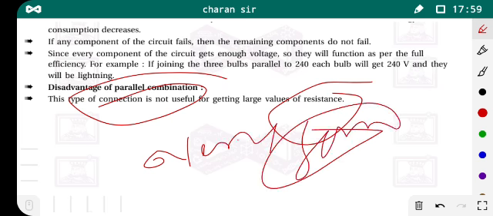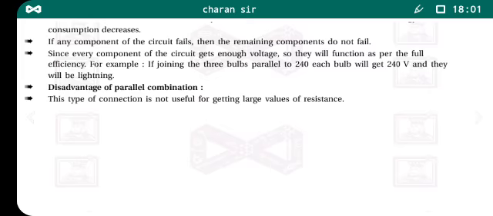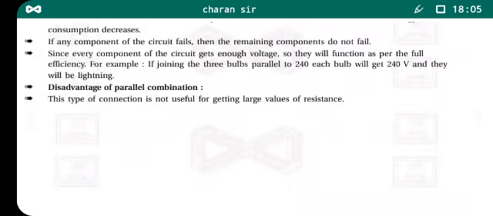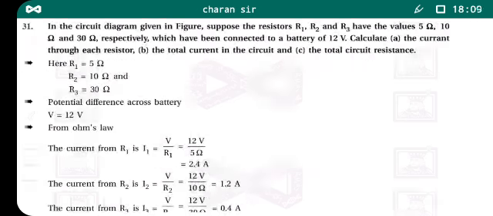Is it okay? So now we stop here, and in the next video we will solve some numericals based on the parallel combination of resistors. Okay, thank you.